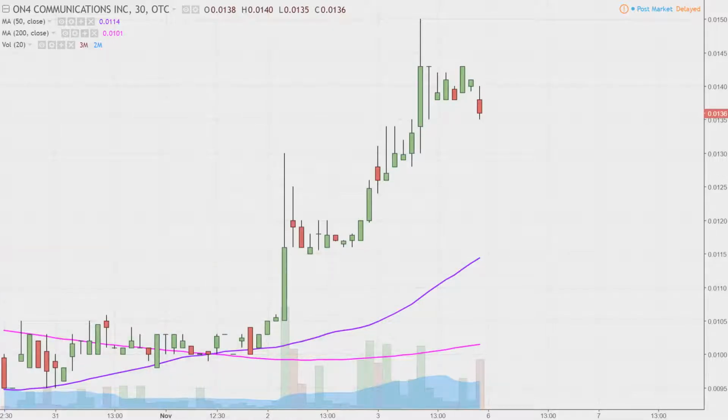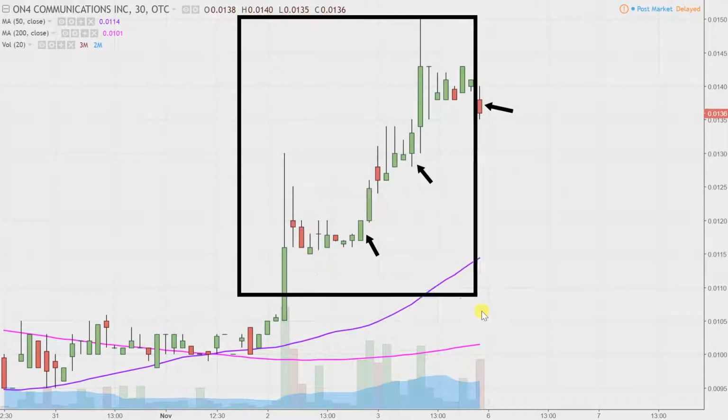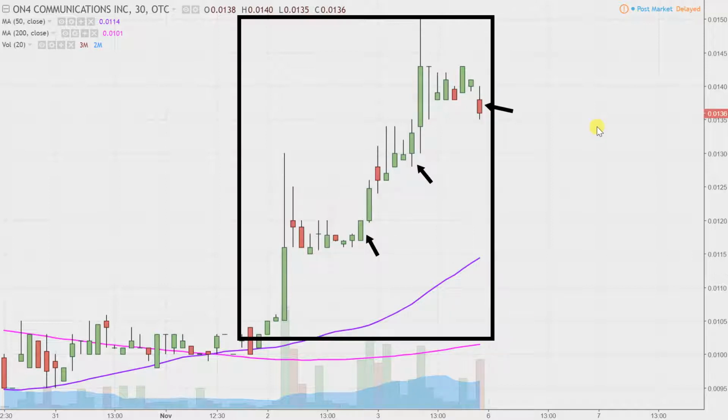Real quick, what do I mean by 30-minute in case maybe you're new to charts? Instead of each one of these candlesticks here representing 1 day's worth of price action, which is what you would normally see, each one represents 30 minutes. While this here may look like a few weeks worth of time, it's actually just the past 2 days broken down into 30-minute time slices.